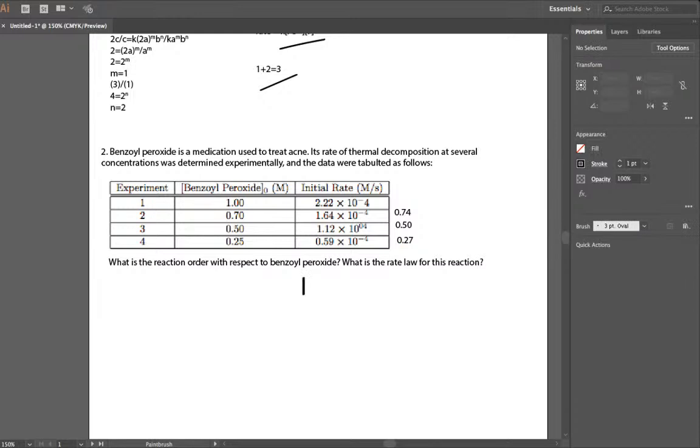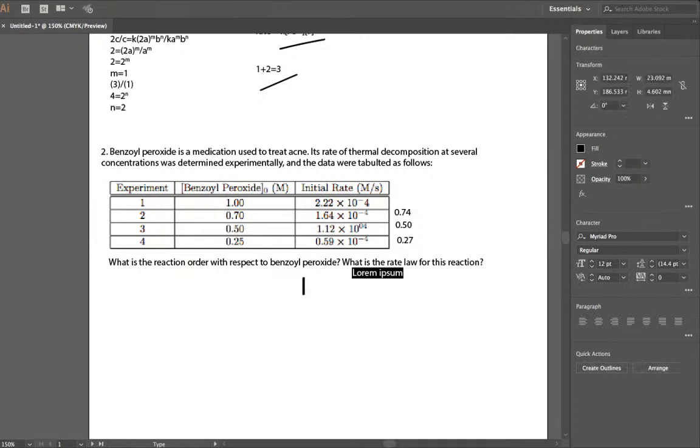And what is the rate law for this reaction? The rate law is going to be very simple for you to write, so let's go ahead and do that. Rate would equal the concentration of benzoyl peroxide.